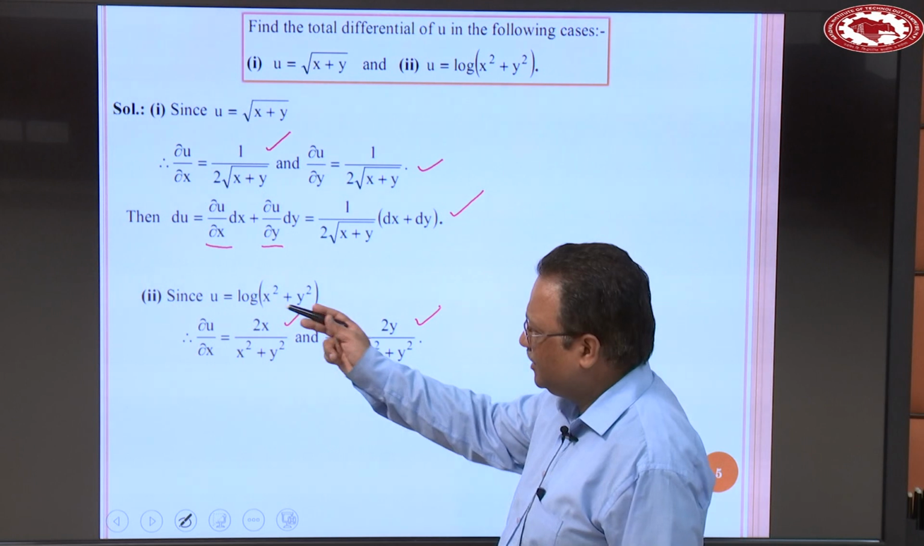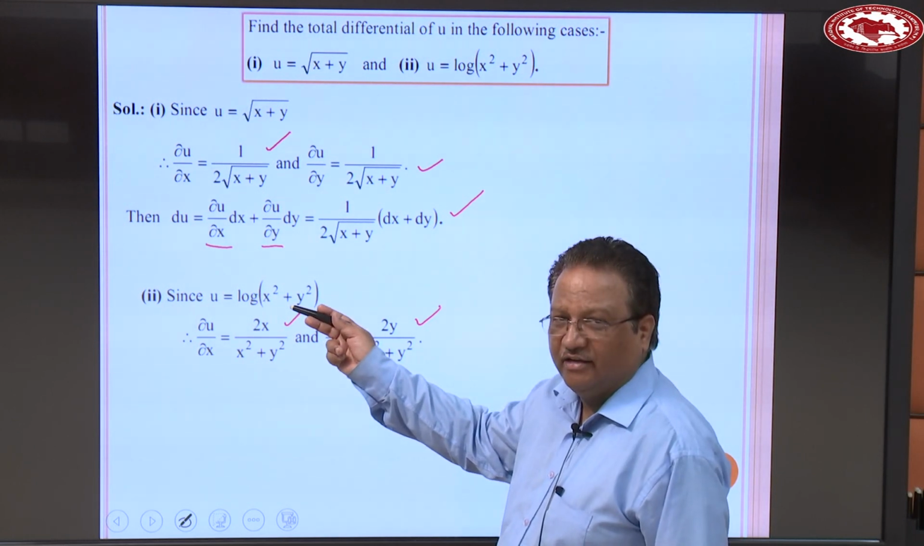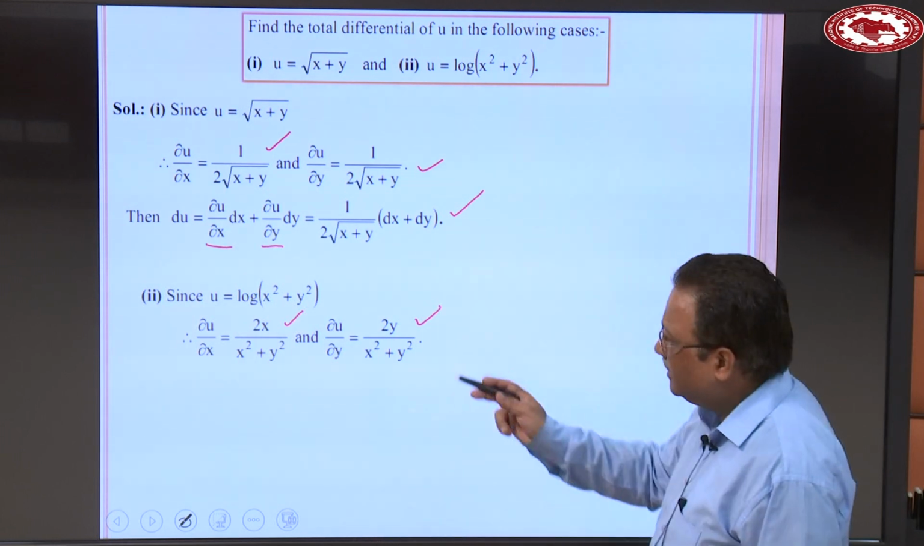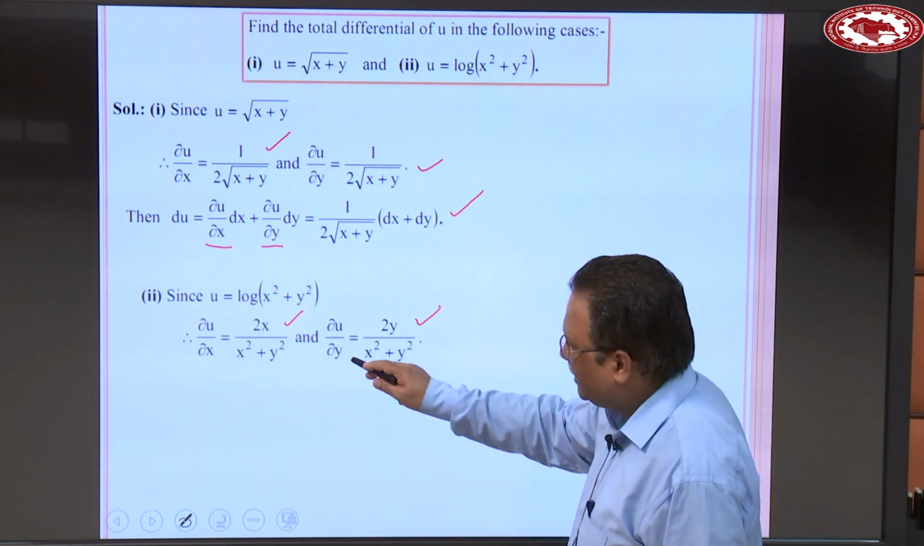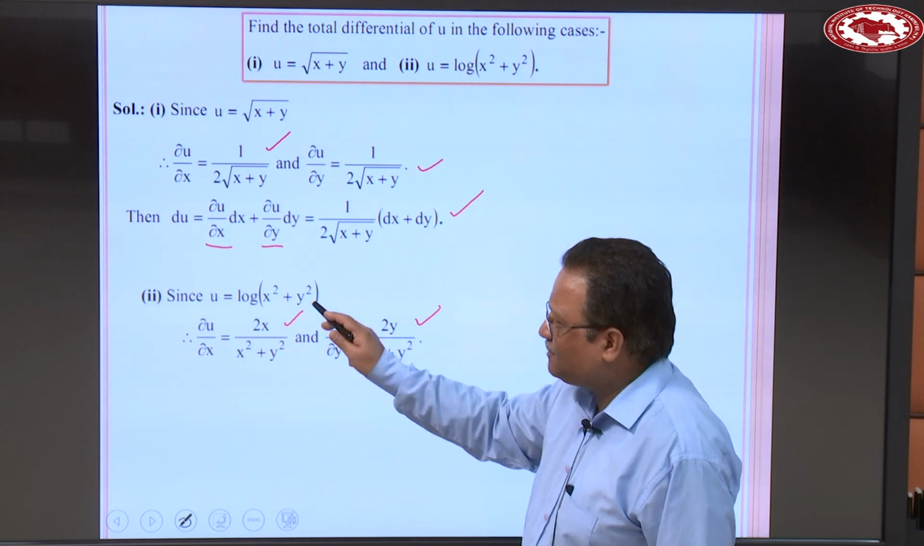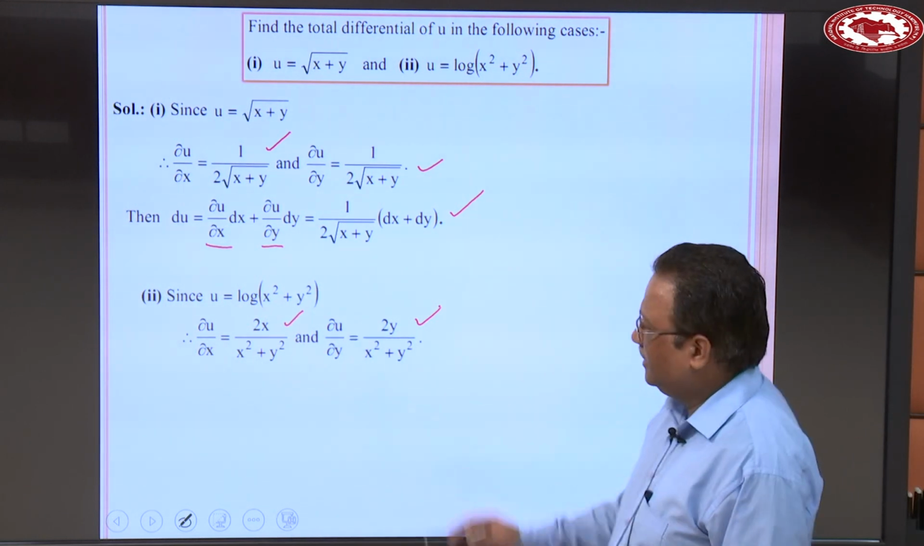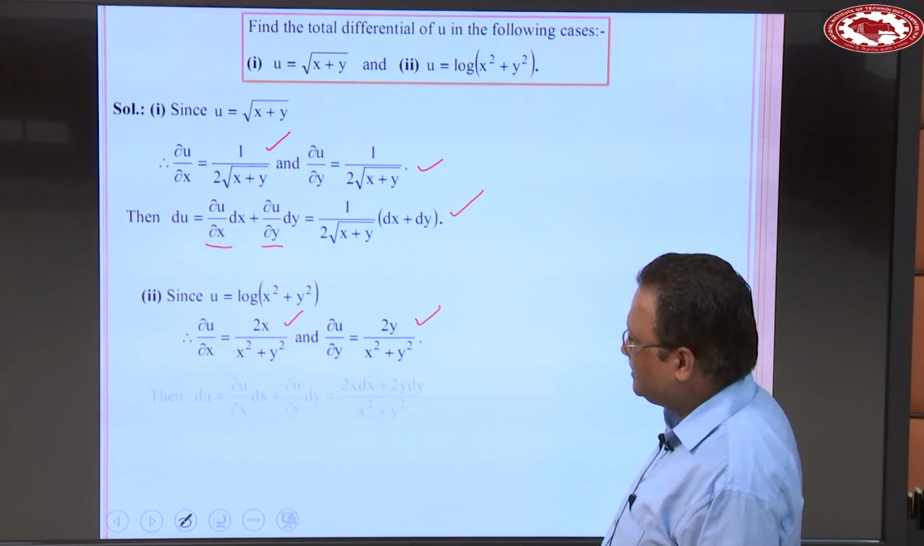You differentiate u with respect to x partially. So, when you differentiate u with respect to x partially, y is treated as constant, clear. Similarly, calculate ∂u/∂y, which means differentiate u partially with respect to y, but keeping x as constant. So, we obtain 2y over x² + y².